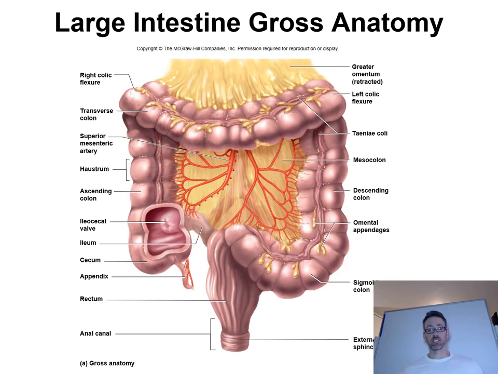Now, for the large intestine, we've talked about its motility. Again, that starts on the right lower quadrant there with the cecum. So there's the cecum. There's the ileocecal valve, which connects the small intestine to the large intestine. And then you have the ascending, transverse, descending. Then you have the sigmoid region, and then you have the rectum, and then finally the anal canal there.